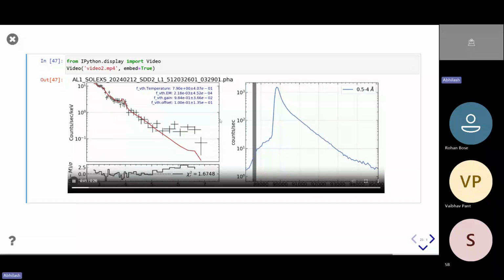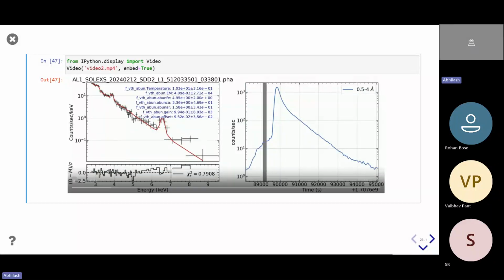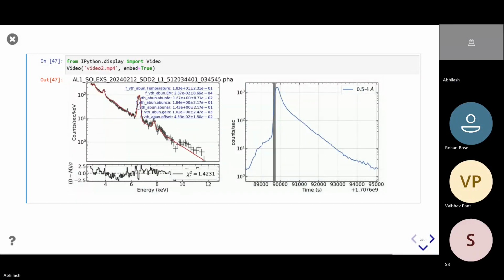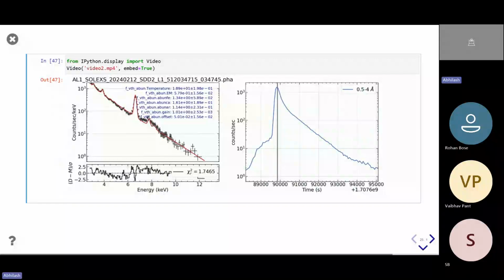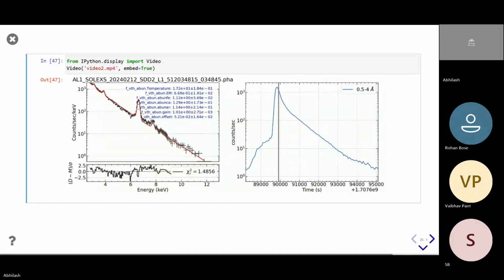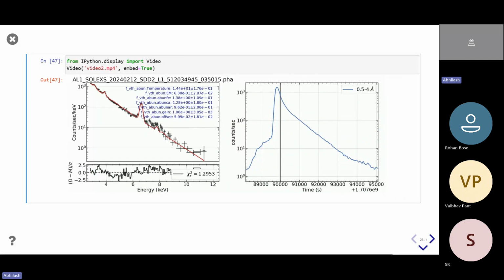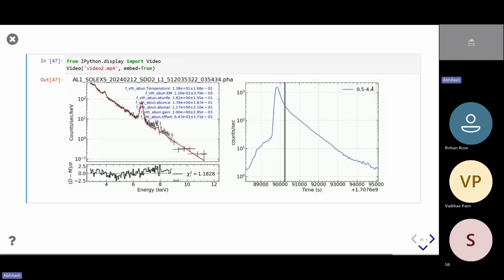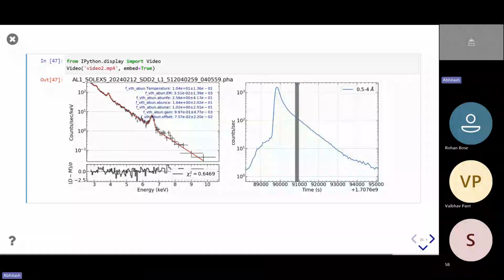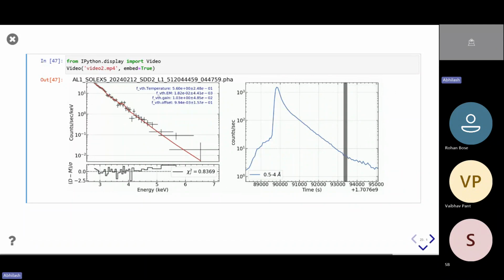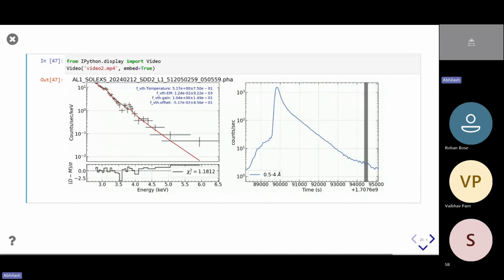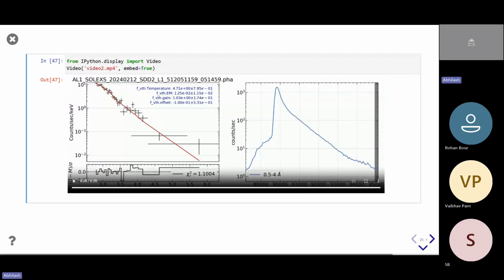Another thing you can see is the slope of this kind of power law, which basically tells you the temperature. That is also changing. As you can see, it's very hard during the peak of the flare. That means your temperature is very high during the peak of the flare, and it starts to come down in the decay phase. It starts with a very low value, picks up to around 20 megakelvin, and then decays down.